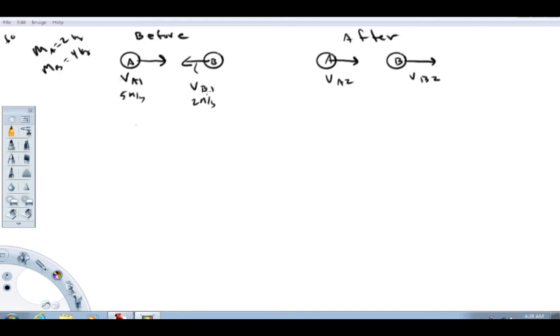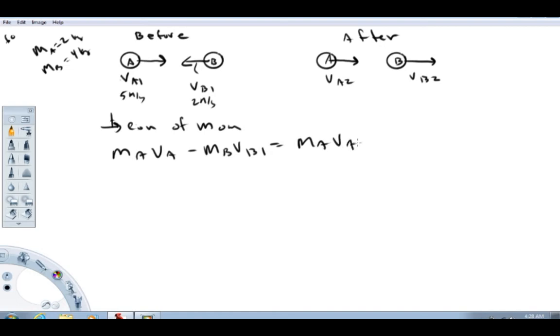But anyway, moving on. So we can write a momentum conservation equation for this. Conservation of momentum. Go ahead and just call it right positive. And we're going to have MAVA1 minus MBVB1 is going to equal, over here on the right, MAVA2 plus MBVB2. Right? Now, this has two unknowns. We don't know VA2, we don't know VB2.